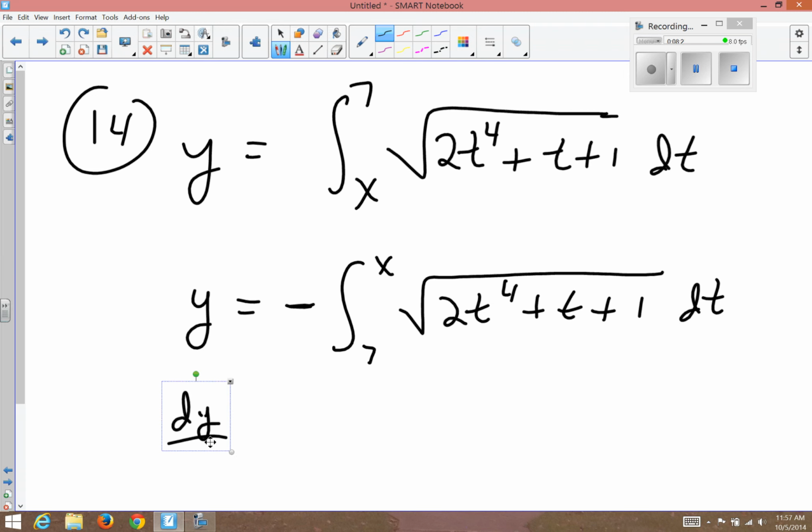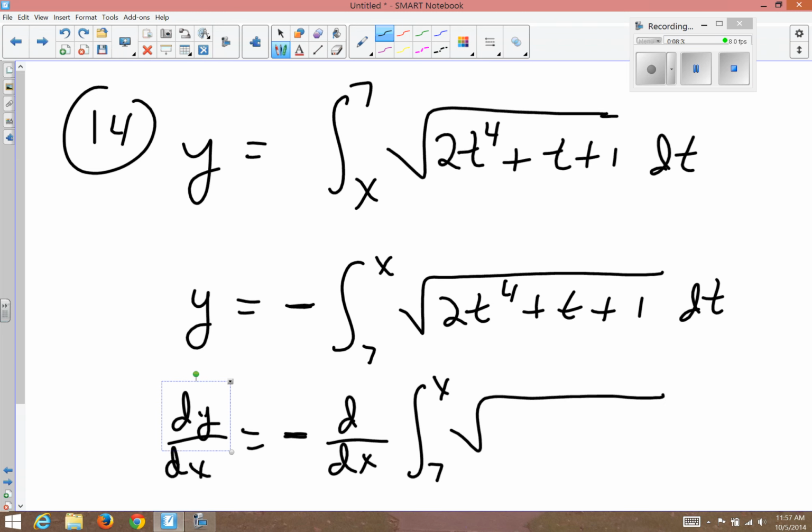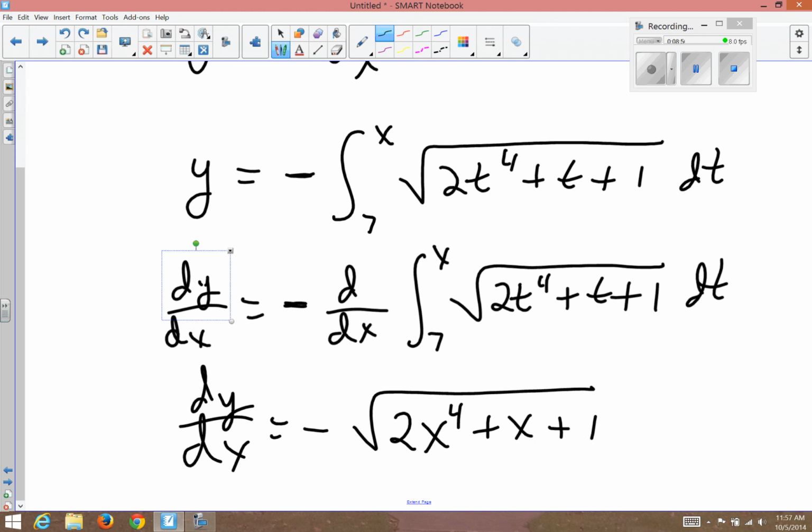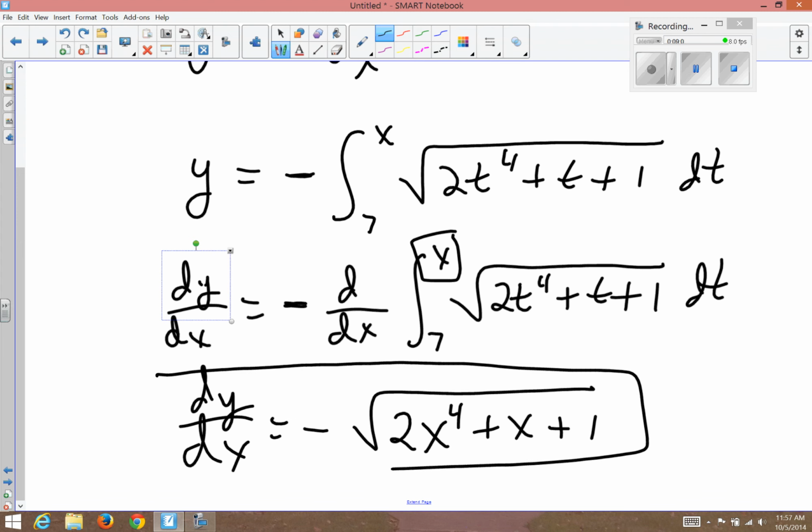So now the derivative of y with respect to x, this negative comes down. The derivative with respect to x of the antiderivative, 7 to x, square root 2t to the 4th plus t plus 1 dt. So dy dx equals, bring down the negative, the derivative of the antiderivative of radical 2t to the 4th plus t plus 1 is radical 2x to the 4th plus x plus 1 times the derivative of this thing. So we are done.